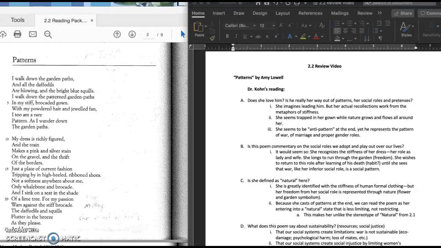Remember the basic questions we're answering with this set of poems and short essays is how do these relate to sustainability, mainly to the issue of social justice and sustainability. Remember, those are the two arms of sustainability that I'd like you to remember. And we always think of resources like water, food, land, agriculture, overpopulation, those type of things.